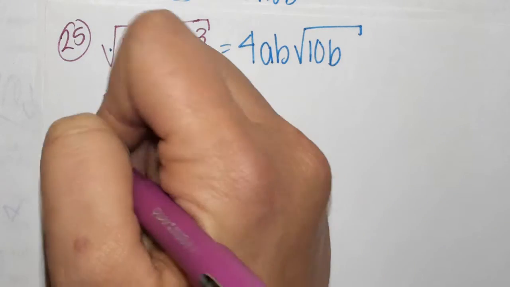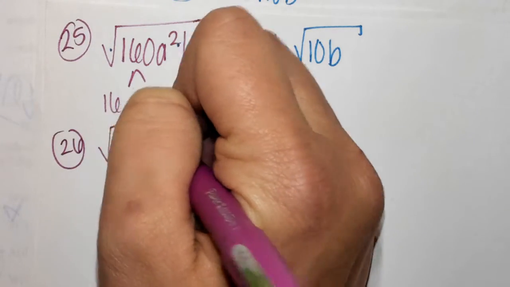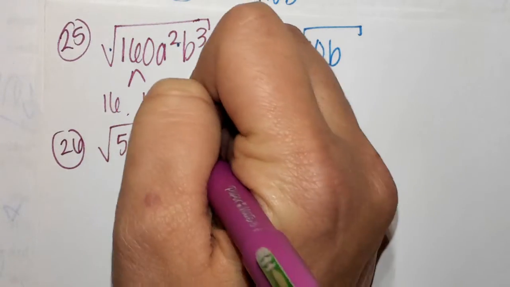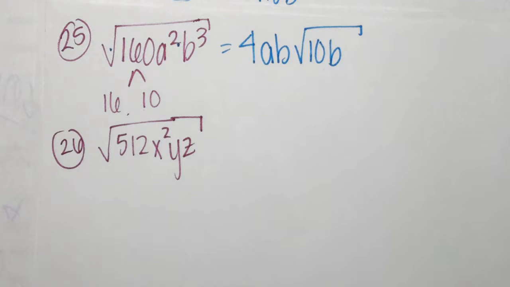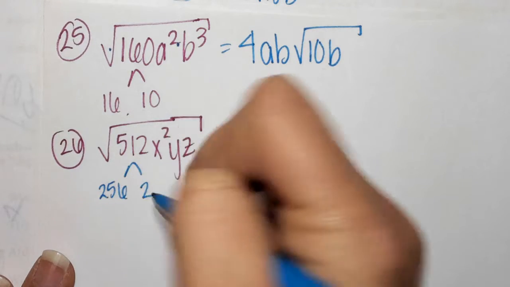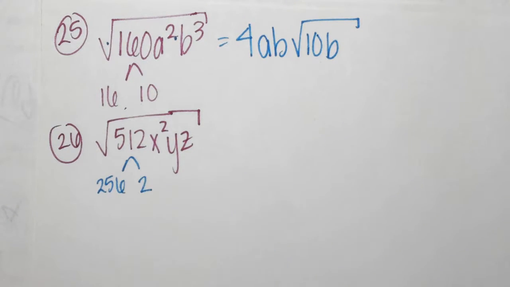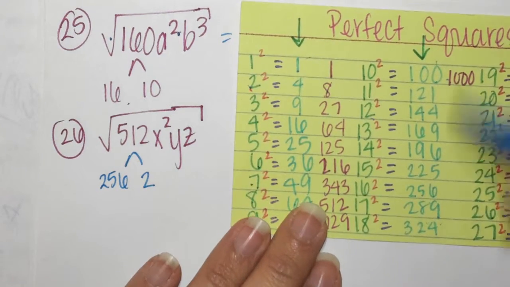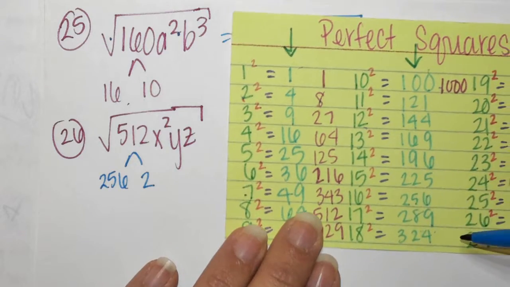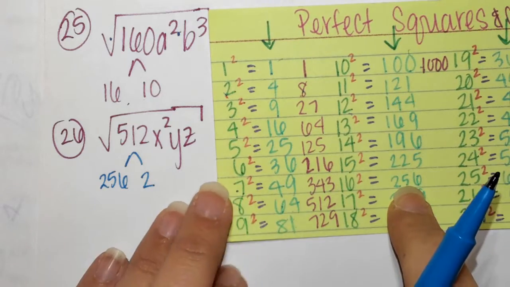Alright, 26 is the square root of 512 x squared yz. The biggest perfect square that goes into 512 is 256. So we get 256 times 2. Now, if you still don't see how to get this part, go to your little card that you have and divide by the perfect squares. Not the counting numbers, the perfect squares. That's the middle one. Does everybody understand?